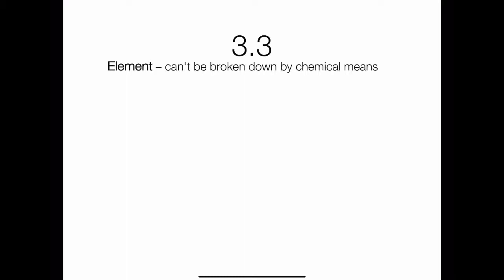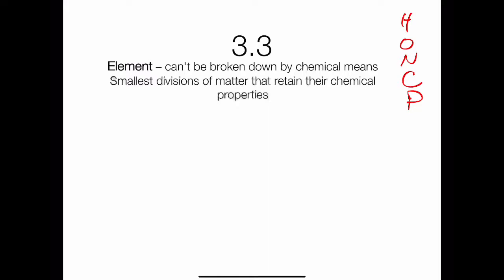So an element can't be broken down by chemical means. It's in its simplest form. Examples of elements include things like hydrogen, oxygen, nitrogen, carbon, phosphorus. These are probably just the most common ones. We can't break these down any further chemically. They're in their simplest form.